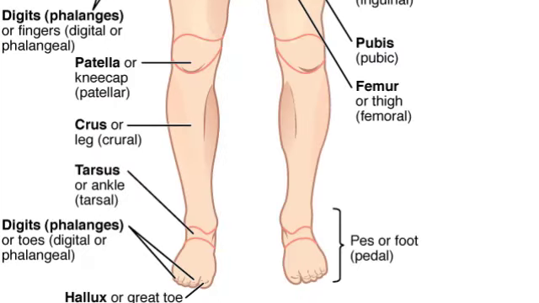Moving on to the lower limb, we have patella or kneecap, or patellar. We also have crus or leg, or crural. We also have tarsus or ankle, or tarsal. Next are the digits or phalanges or toes, or digital or phalangeal. And we have the hallux or great toe.